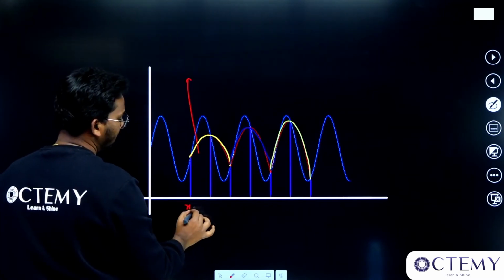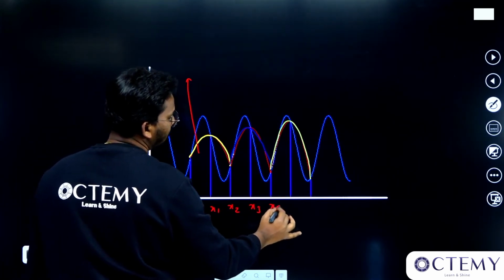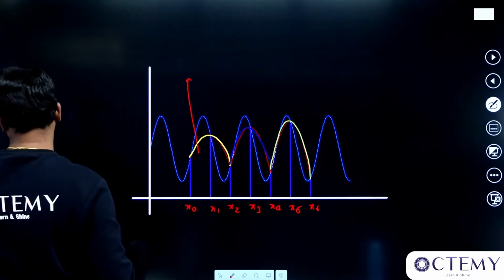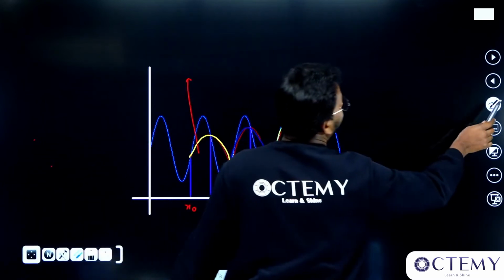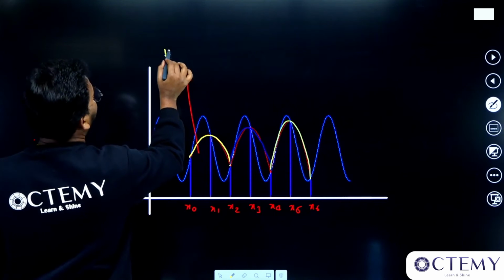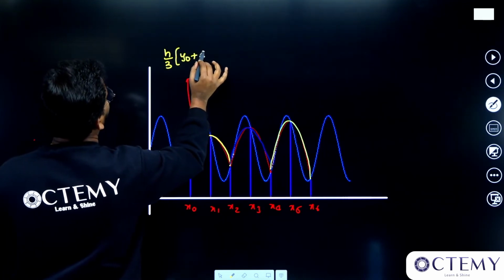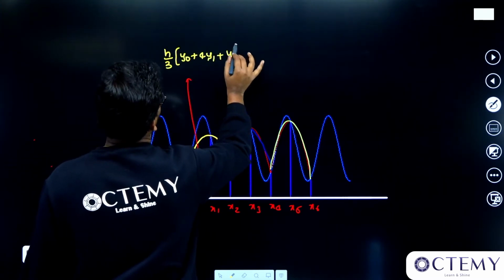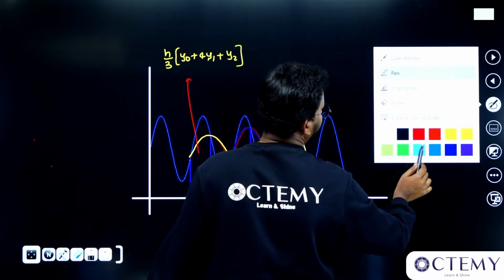Similarly, if I do it here, let me call these x0, x1, x2, x3, x4, x5, x6. So corresponding to each one we have to take, sir. Corresponding to the first one, that would become h by 3 times y0 plus 4y1 plus y2. Similarly, the next one will become something like this.